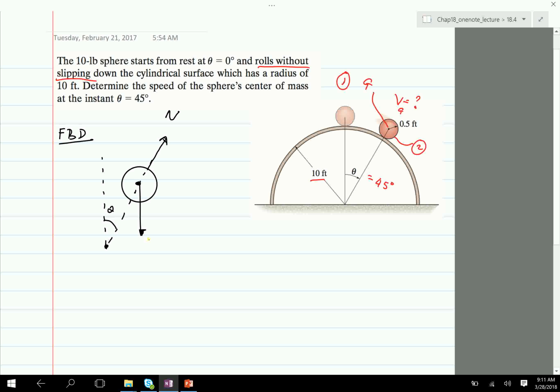It's mg. Is there any other force? There should be friction, right? Because it's rolling without slipping, friction should prevent it from slipping, so there should be friction. Those are the three forces.